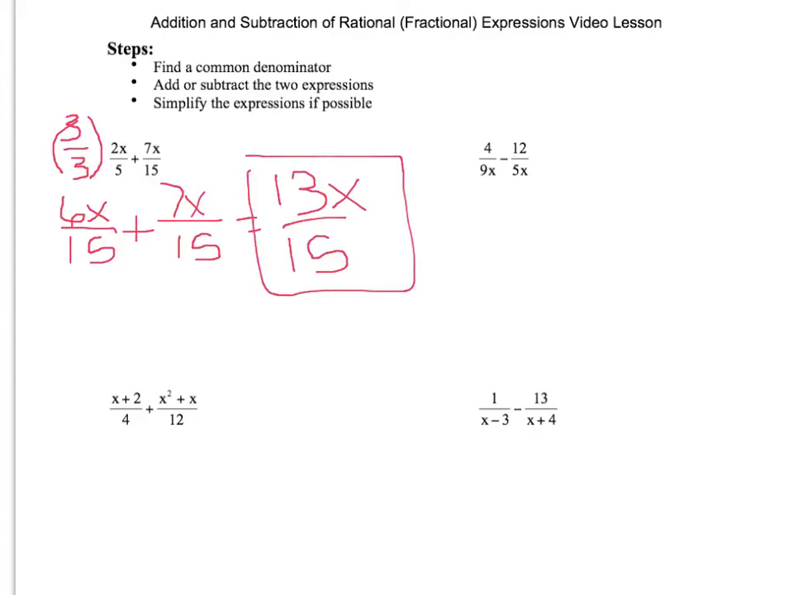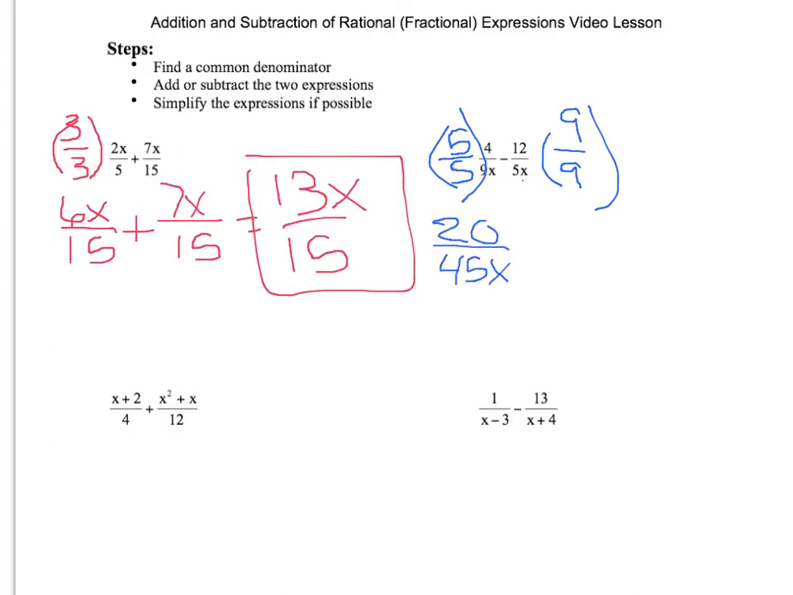And the next piece, the common denominator between 9x and 5x is going to be 45x. So this first one, you need to multiply by 5. This one still needs 9. 5 times 4 is 20 over 45x minus 12 times 9 is 108, I believe, over 45x.